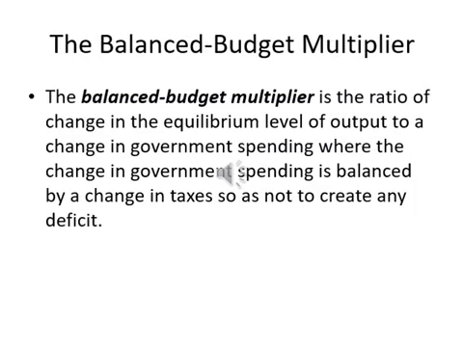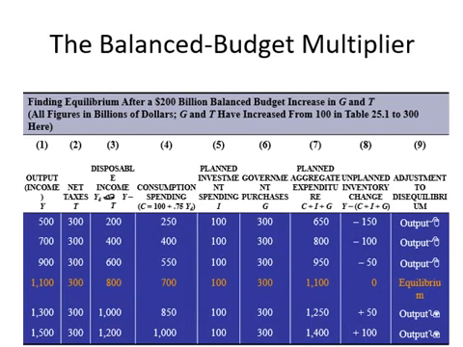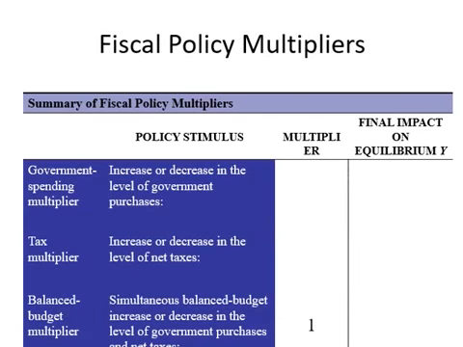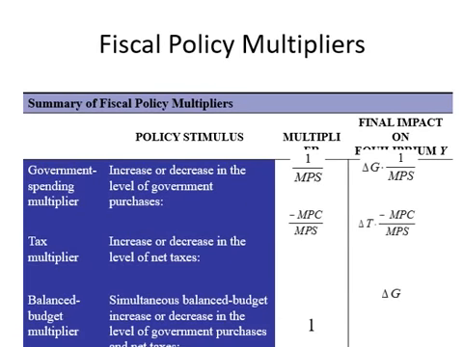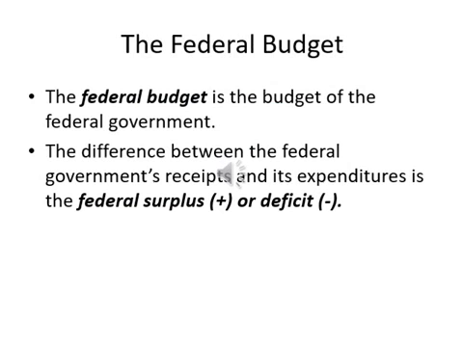The balanced budget multiplier is the ratio of change in the equilibrium level of output to a change in government spending, where the change in government spending is balanced by a change in taxes so as not to create any deficit. The federal budget is the budget of the federal government. The difference between the federal government's receipts and its expenditures is the federal surplus, plus, or deficit.